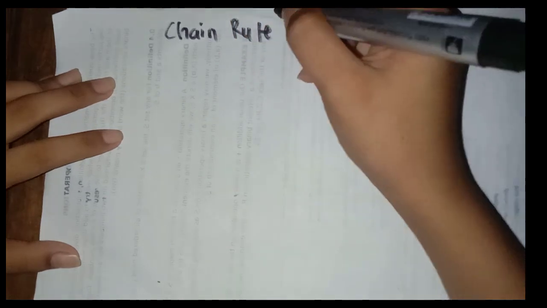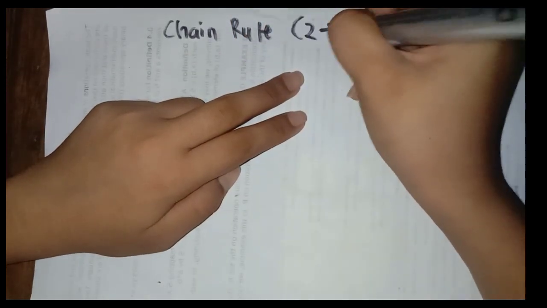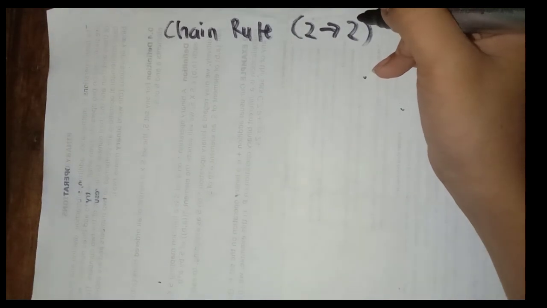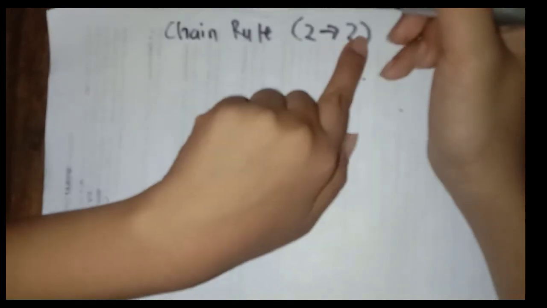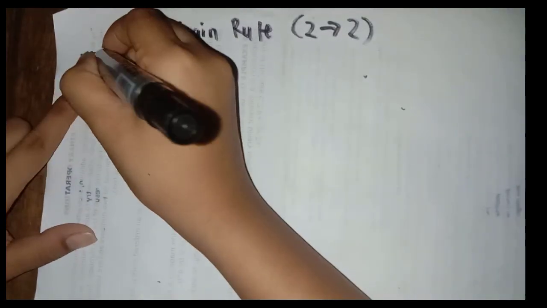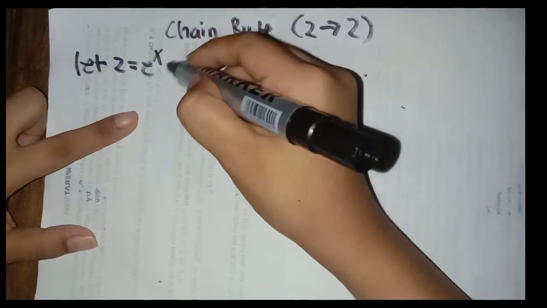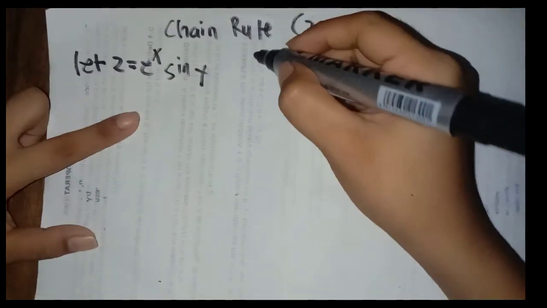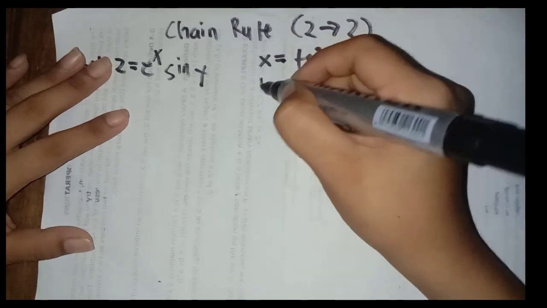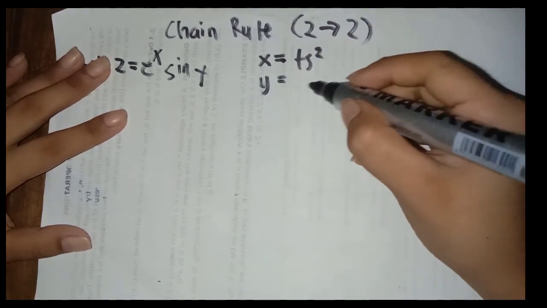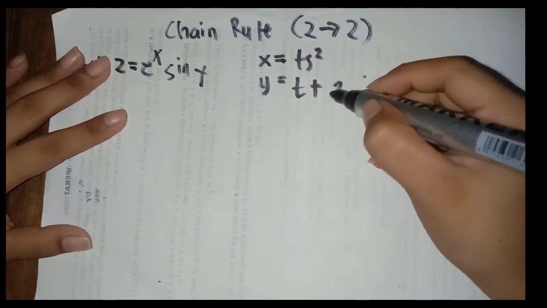So for today, let's discuss the chain rule of calculus with two variables. I have here an example on how to solve the chain rule with two variables. So let's have an example. Let z equal e raised to x sine y, and then our x is equal to t s squared, and then our y is equal to t plus 2s.